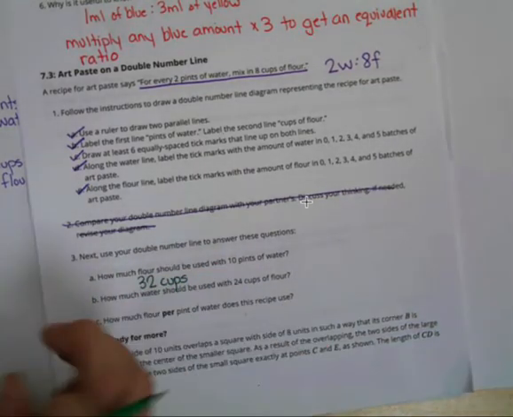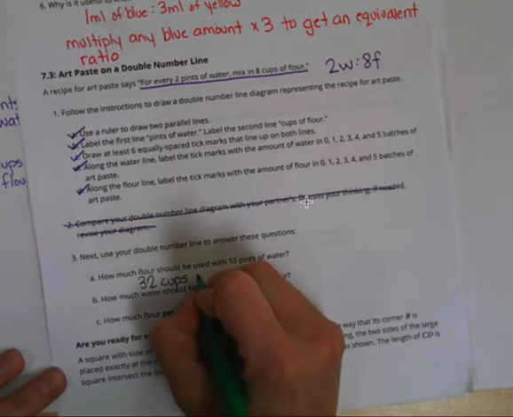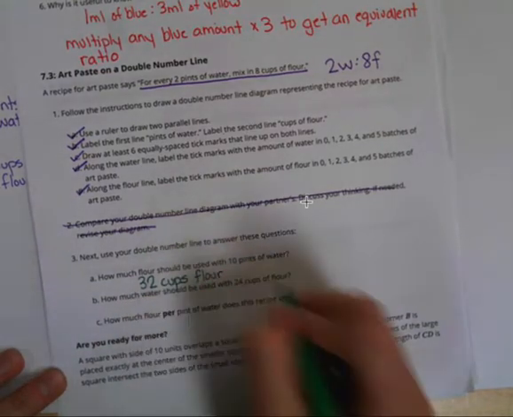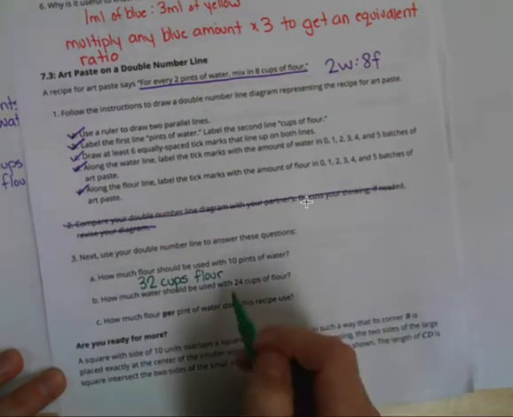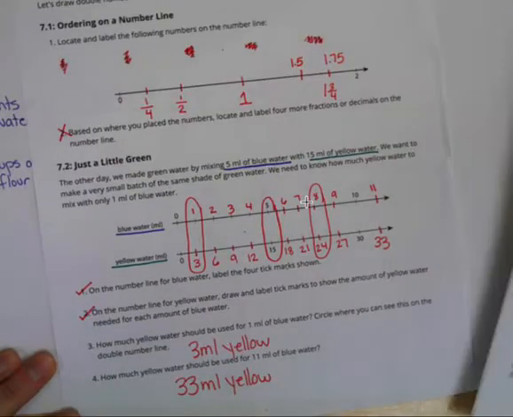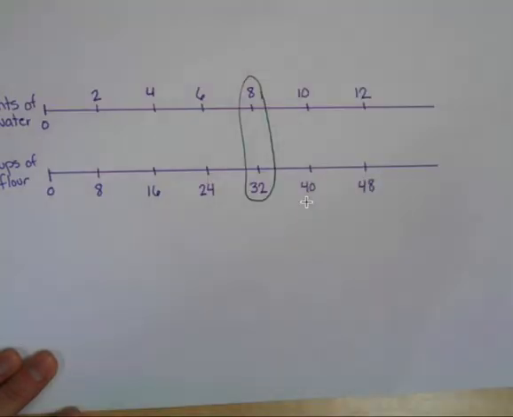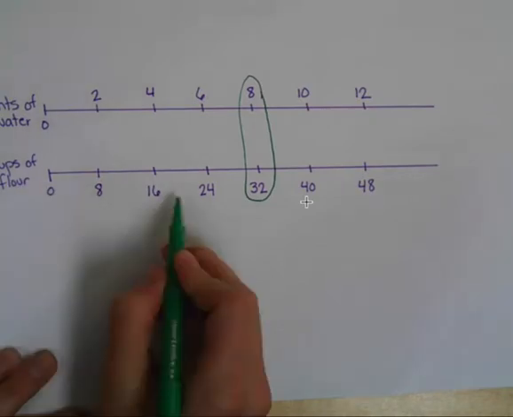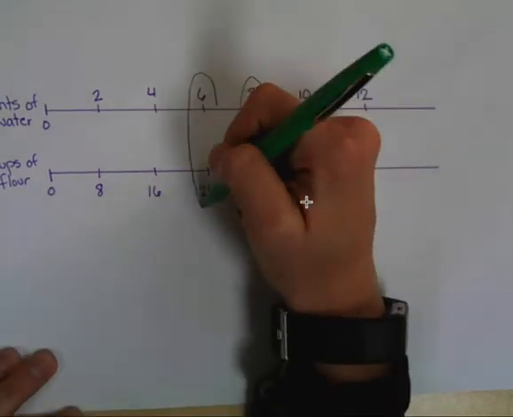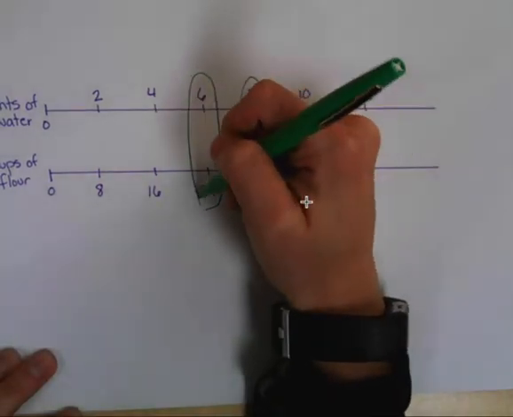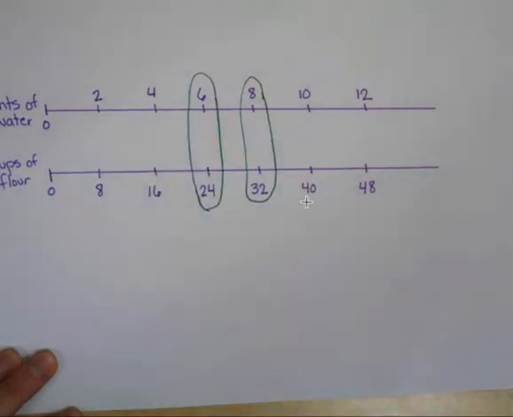Make sure that we include labels. This is how much water should be used with 24 cups of flour. Now if we go to cups of flour and we go to 24, circle our tick marks, we see that we would need 6 pints of water.